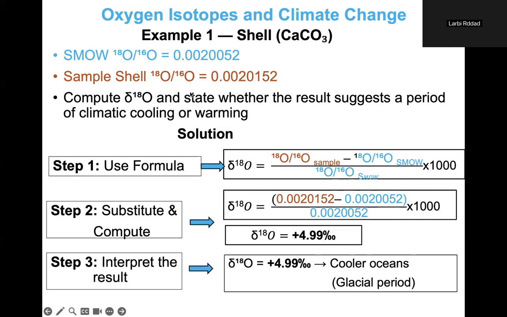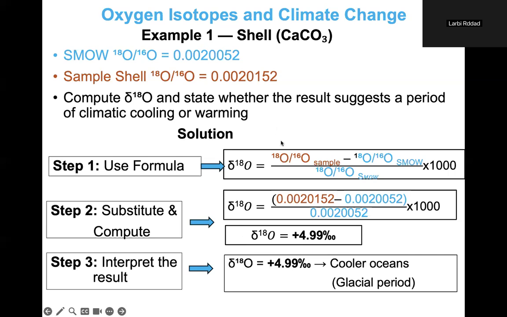Now let me explain. That's what I'm trying to explain. When I see a negative number, I say it's not right. There's a problem. Anyway, it's very simple. All you have to do is plug your values into the right variable, and you'll be able to get to your delta O18.